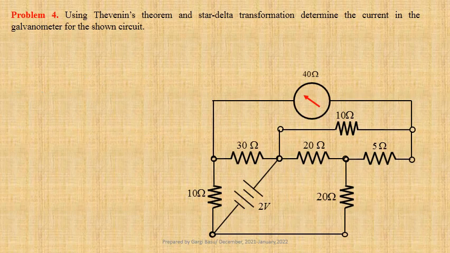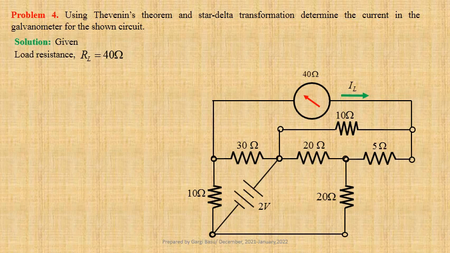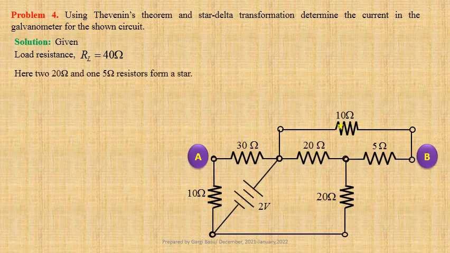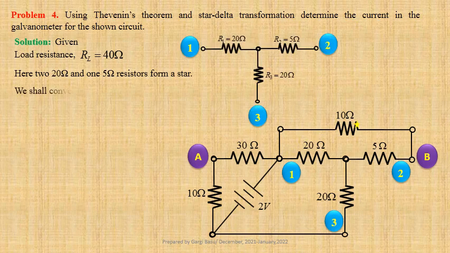For the circuit shown, using Thevenin's theorem and star delta transformation, we have to determine the current flowing in the galvanometer. Given resistance of the galvanometer, that is the load resistance, RL equals 40 ohm. Now we shall disconnect the galvanometer from this circuit. Here two 20 ohm and one 5 ohm resistors connected to nodes 1, 2 and 3 form a star. We shall convert this star into its equivalent delta.